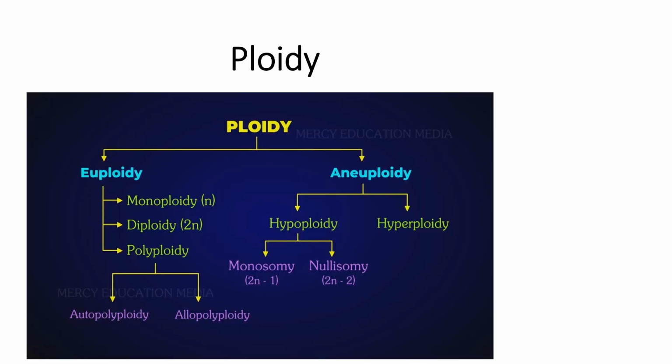Okay. So now see here, dear student, understand the ploidy. Ploidy means what? Ploidy means the degree of repetition of the primary basic number of the chromosome. Okay. It includes what? Euploidy.